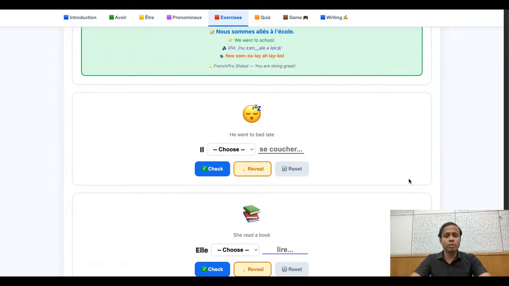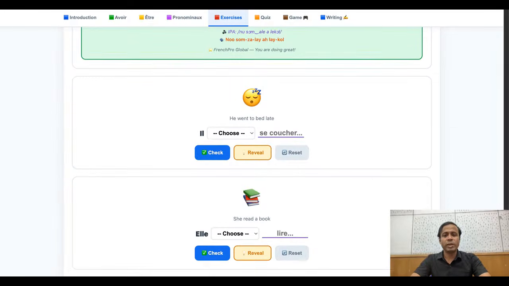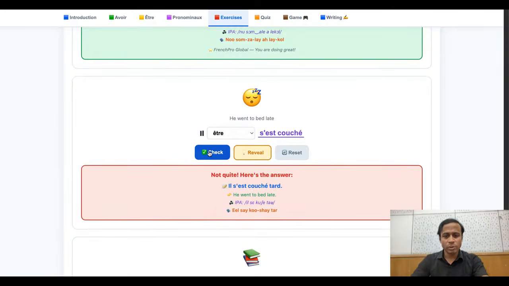Now, he went to bed late. So tell me, se coucher will take avoir or être? Yes, it will take être because it is a pronominal verb. Se coucher is a pronominal verb which will take être. So what would be the past participle? Couché. What you have written, couché. Yes, correct. Now what is the problem? Tard is remaining.